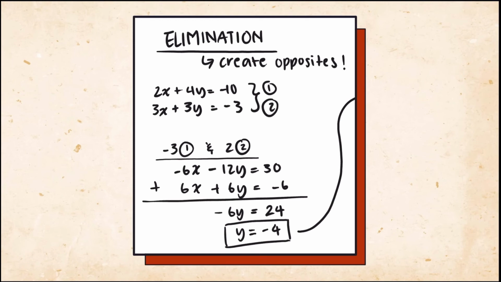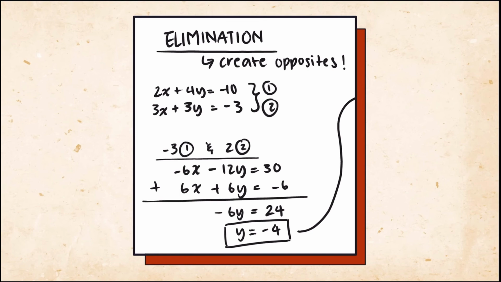Here we multiplied the first equation by negative 3 to get negative 6x minus 12y equals 30. Then we also multiplied the second equation by 2 to get 6x plus 6y equals negative 6. We can see that negative 6x and 6x are opposite to each other because they cancel each other, equaling 0. So then we need to add the two equations together. Here, the resulting number is y equals negative 4 after simplifying.